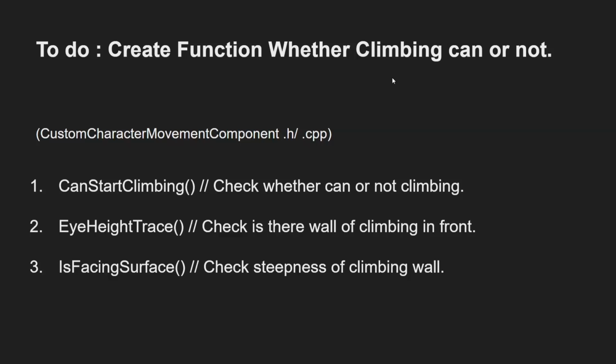Create a function for whether the character can climb or not. This function is also one of the 3 functions we created in the custom character movement component. The first is CanStartClimbing, which checks whether we can climb or not. The second function is EyeHeightTrace, which checks whether there is a climbable wall in front. And the third function is FacingSurface, which checks the steps of the climbing wall.